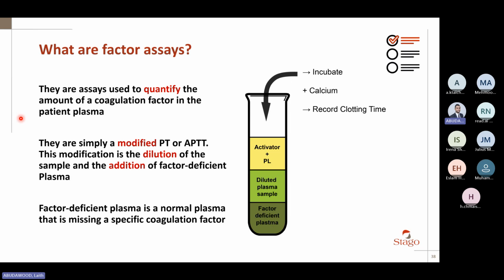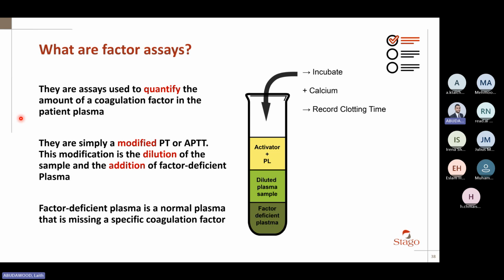What are the modifications from PT or PTT? For PT-PTT, we don't dilute the sample. For factor assays, we dilute the sample 1 to 10. I'll tell you later on why this is relevant. Plus, there is an extra step, which is the addition of factor deficient plasma. Why is that? We don't want to discuss this point. It gets a bit messy in a presentation. Anyways, so we have the dilution modification and we have the addition of factor deficient plasma.